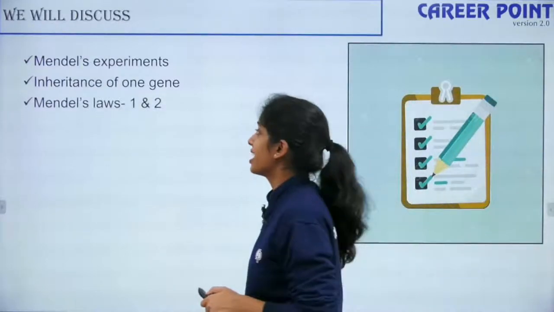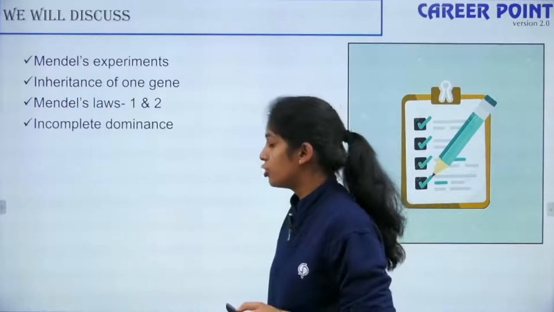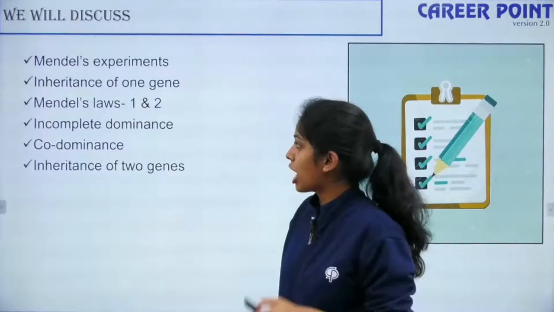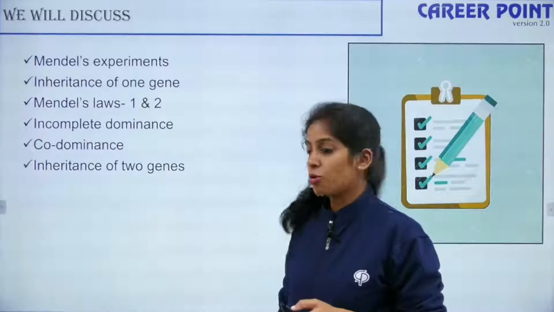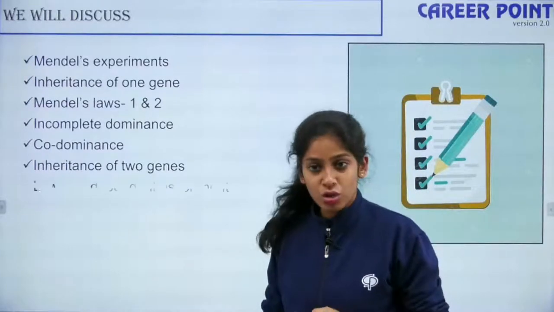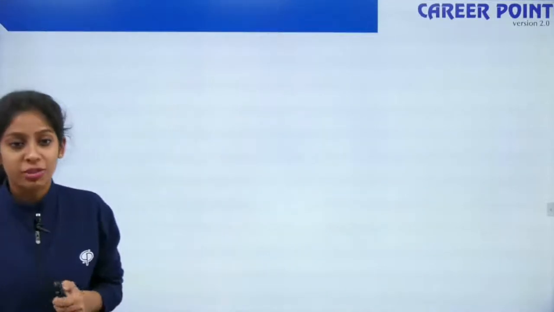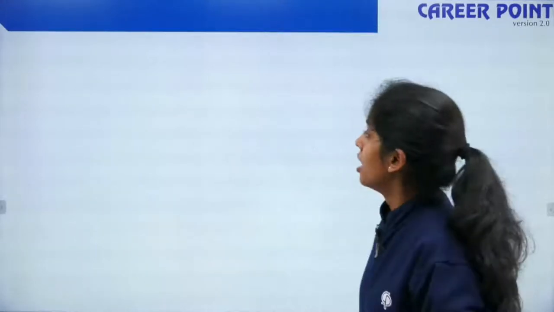We are going to talk about inheritance of one gene, and the laws of Mendel, laws 1 and 2. We will stop here, we will not go further in this session. But in this chapter we'll continue with incomplete dominance, codominance, inheritance of two genes, and the law of independent assortment. All these are the topics that we are going to discuss in this chapter. Ma'am, the topic itself looks pretty complicated. Don't worry, the chapter isn't this complicated.